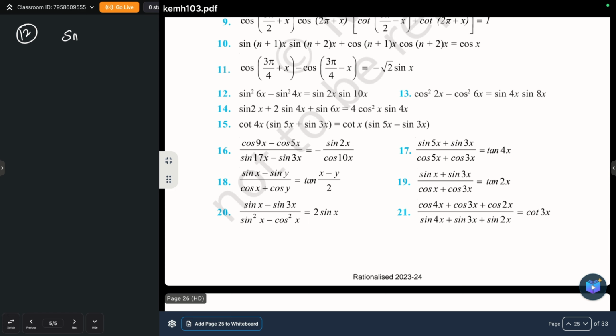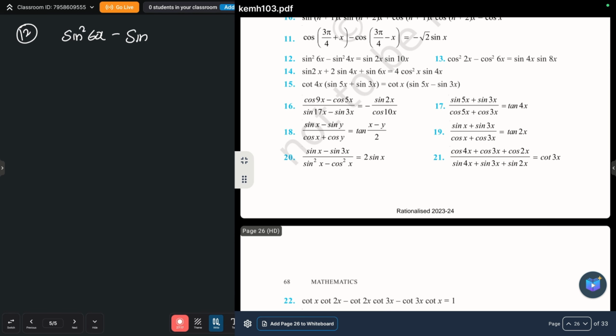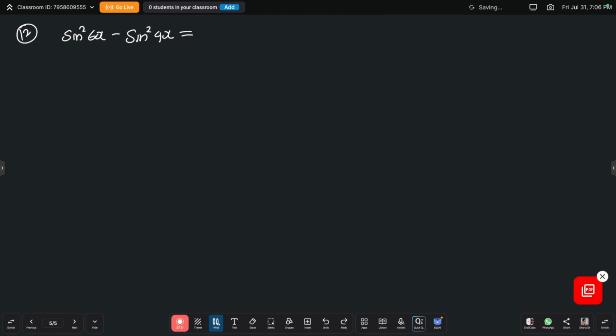Sine square 6x minus sine square 4x equals sine 2x sine 10x. How to prove LHS equals RHS?